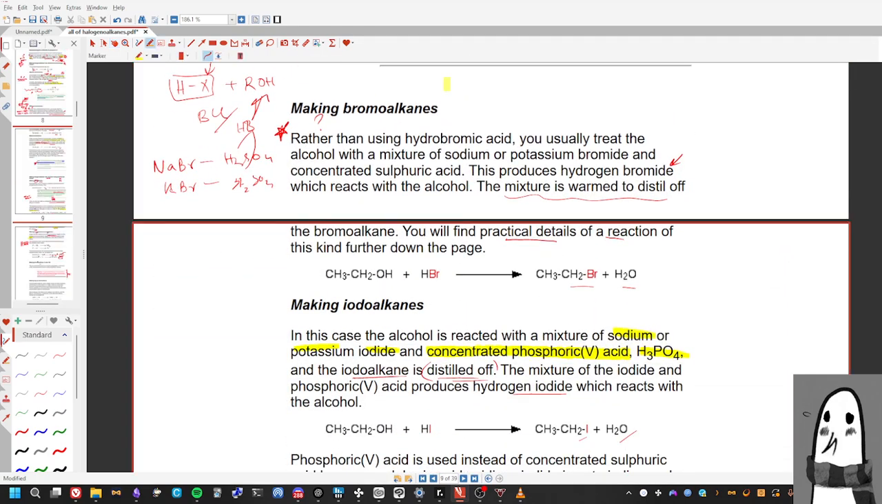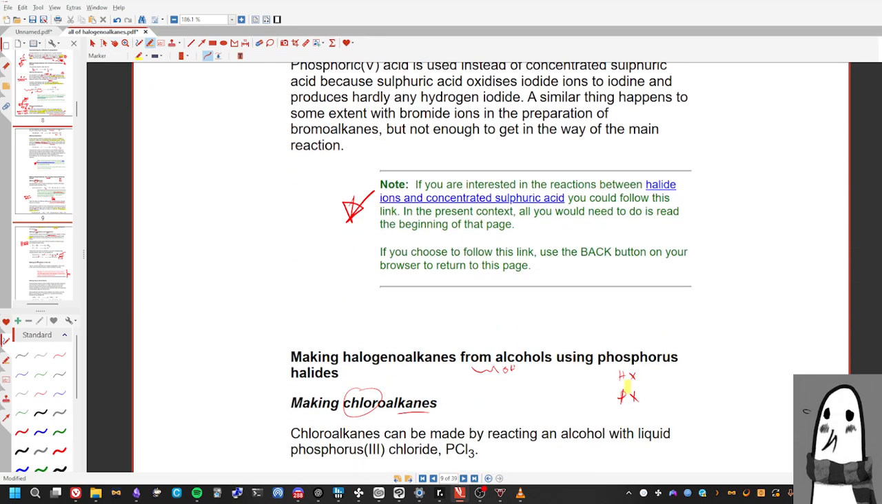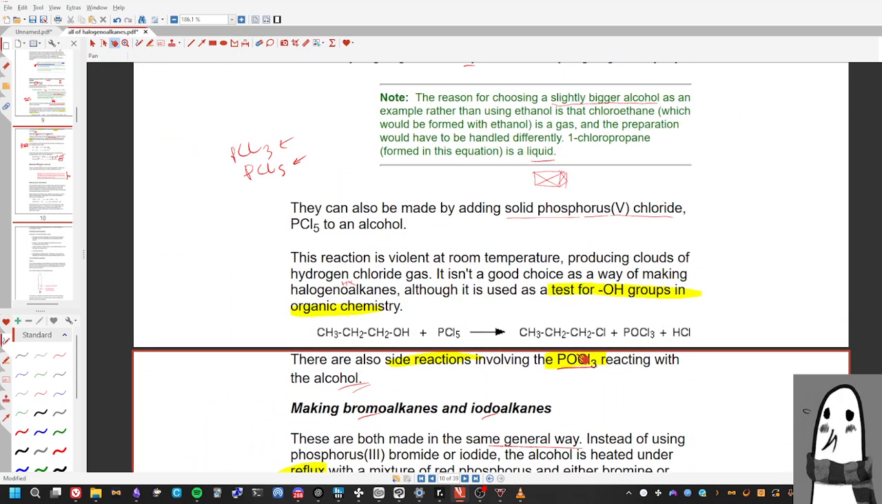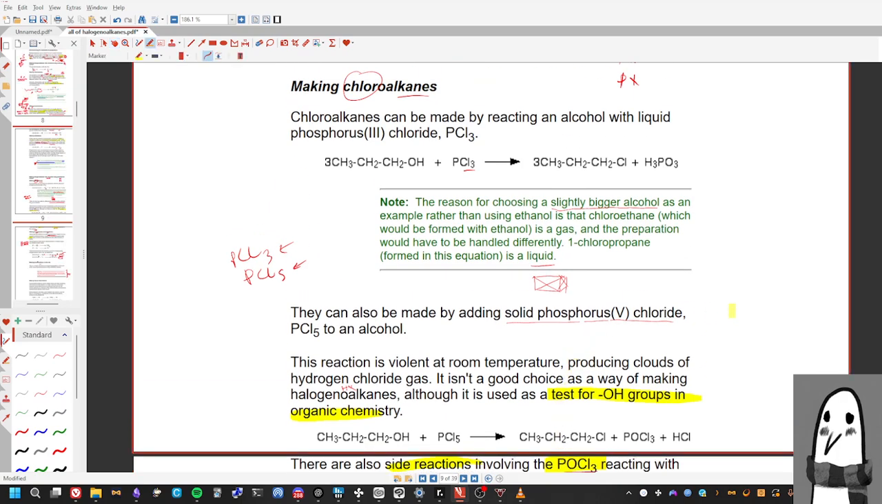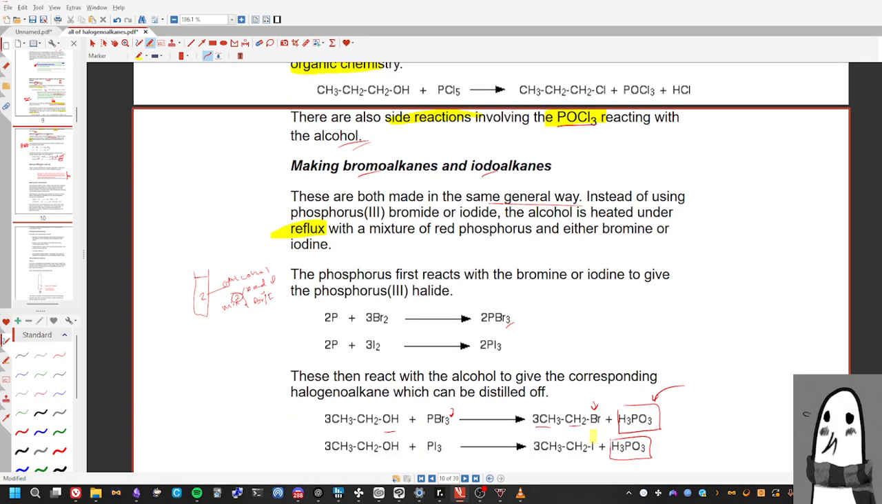Okay, bromoalkanes use sodium or potassium bromide with concentrated sulfuric acid, and iodoalkanes use concentrated phosphoric(V) acid. And again, this one uses two things. You can have phosphorus(III) chloride or solid phosphorus(V) chloride, and also POCl3.